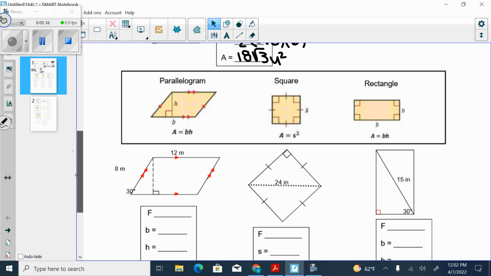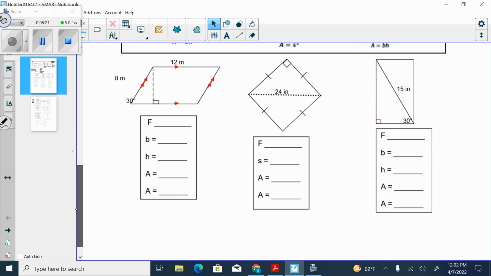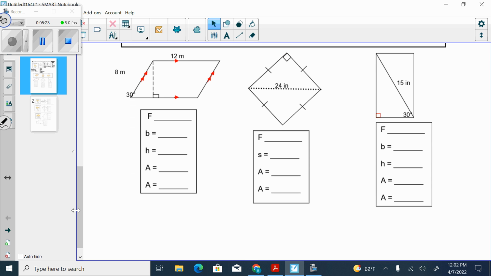All right. Okay, in this next section here, what kind of a figure is this one? Parallelogram, how do we know?